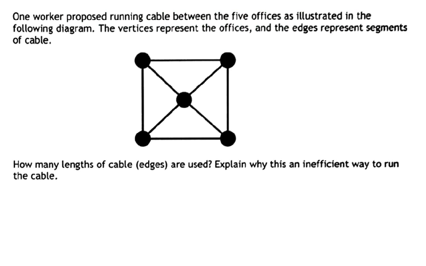So one worker proposed running cable between the 5 offices as illustrated in this following diagram. The vertices represent the offices, and the edges represent segments of cable. So here, how many lengths of cable or edges are used, and explain why this is an inefficient way to run the cable.